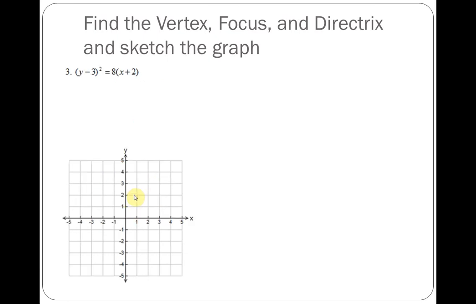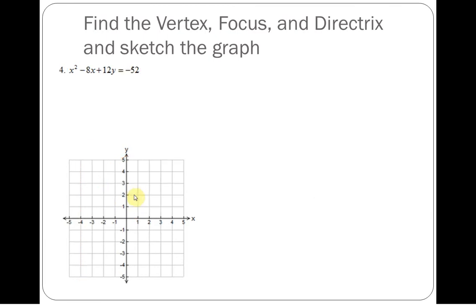Next one. I pull out the vertex, negative 2, 3. I find my p-value because it's all about the p. P equals 2. It's opening to the left or right, and to the right because it's a positive 8. So that means 2 to the right of the vertex is the focus, and 2 to the left of the vertex is the directrix. The focus would therefore be 0, 3, and the directrix would be the line x equals negative 4.